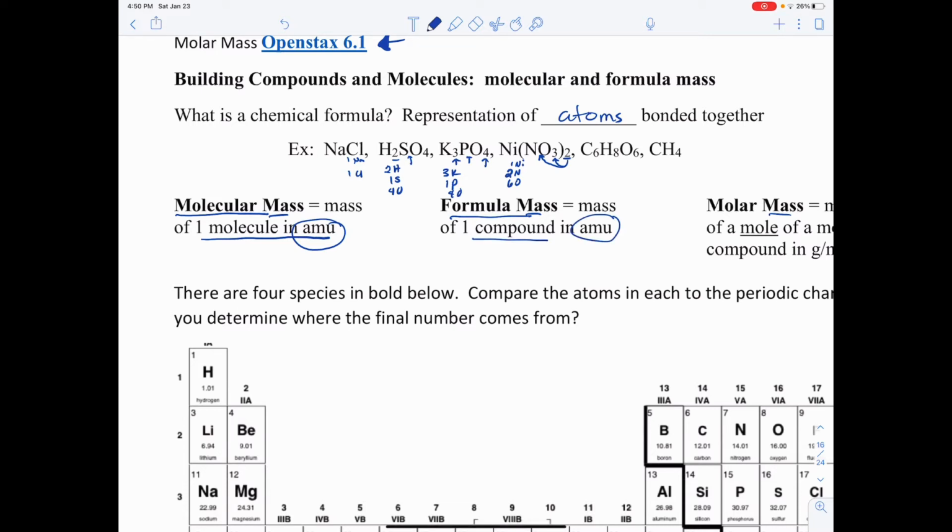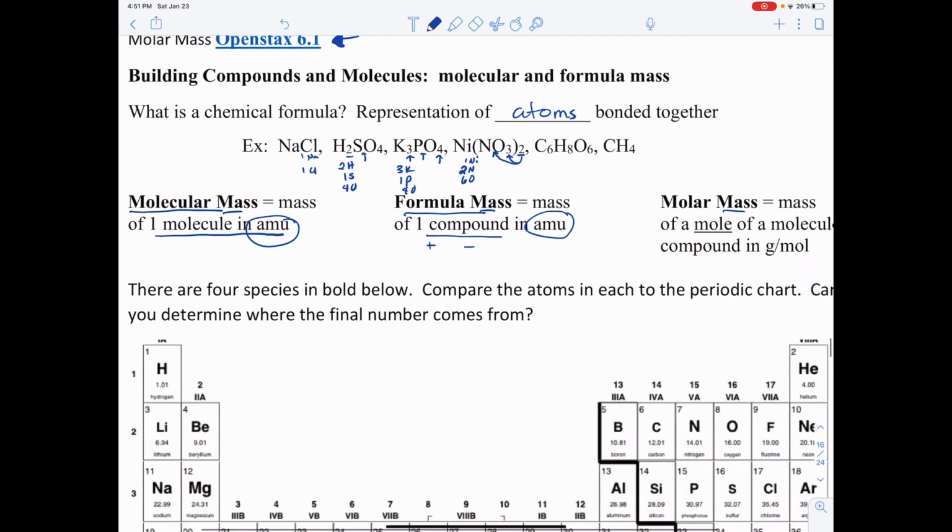You're probably thinking, what's the difference between a molecule and a compound? It has to do with the bonding, and that is in the upcoming chapter. But basically, if you've got something that's positive with something that's some kind of negative, could be positive 1, positive 2, and negative 1, negative 2, any of those, it's going to be a formula mass. Don't let that throw you for too long.